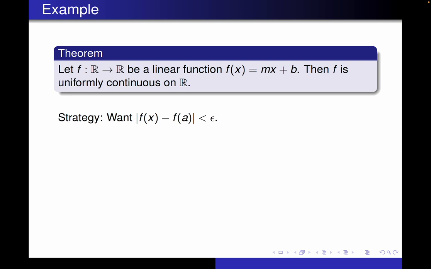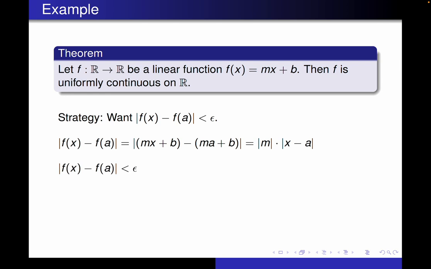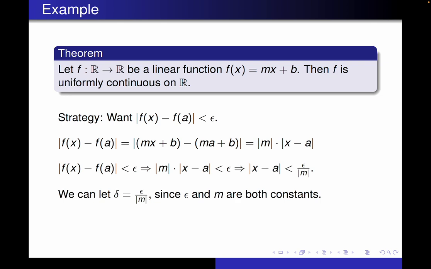We want the absolute value of f of x minus f of a less than epsilon, and we want to see what that tells us about the absolute value of x minus a. So we plug in our values for f of x and f of a. We notice that the b's cancel, and we can factor out an absolute value of m. So we end up with absolute value of f of x minus f of a equal to absolute value of m times absolute value of x minus a. We want that to be less than epsilon. We divide both sides by absolute value of m to get absolute value of x minus a is less than epsilon over absolute value of m.